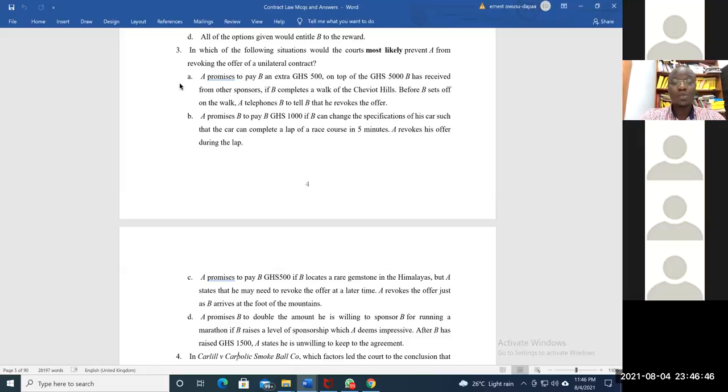C: A promises to pay B 500 if B locates a rare gemstone in the Himalayas, but A states that he may need to revoke the offer at a later time. A revokes the offer just as B arrives at the foot of the mountain.